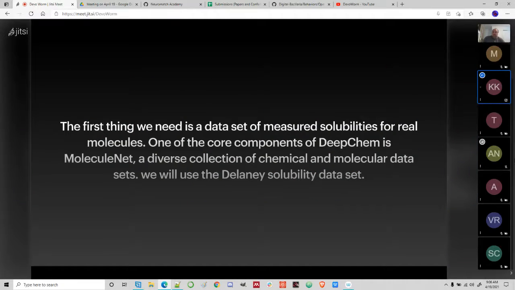So I was using DeepChem. It's a library that usually does most of the heavy work for chemistry-based tasks. So the first thing that we need is data that measures the solubility for real molecules. One of the core components of DeepChem is MoleculeNet. It's a diverse collection of chemical and molecular data sets. So we use the Delaney solubility data.